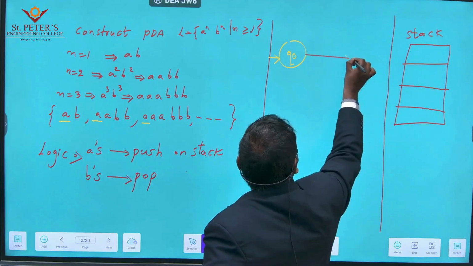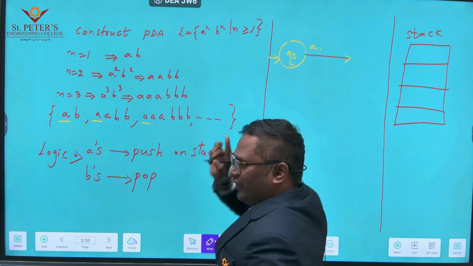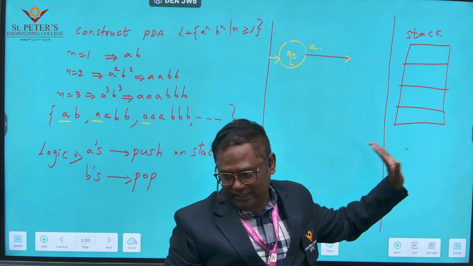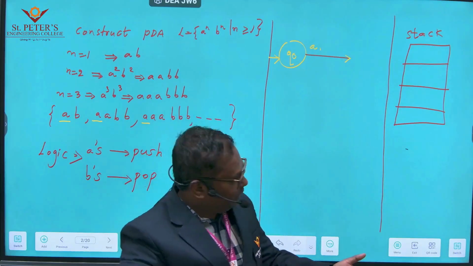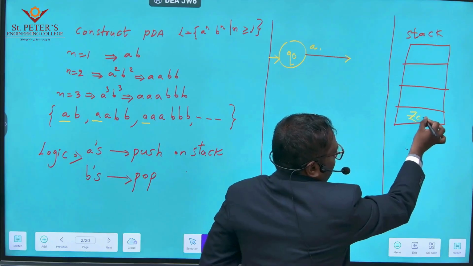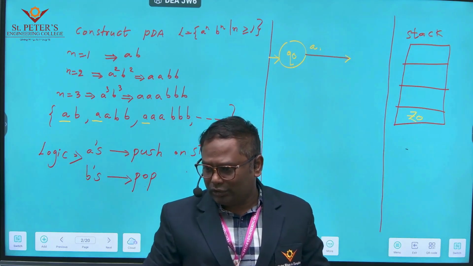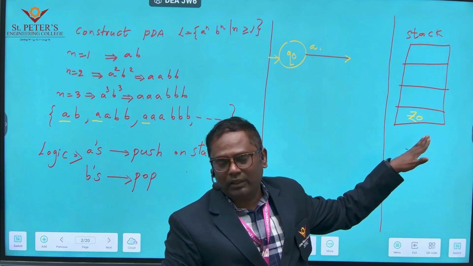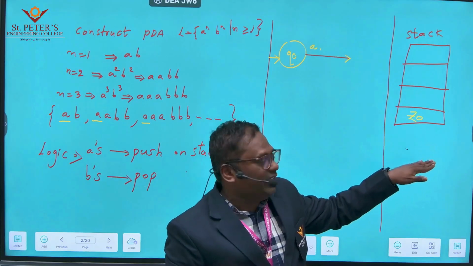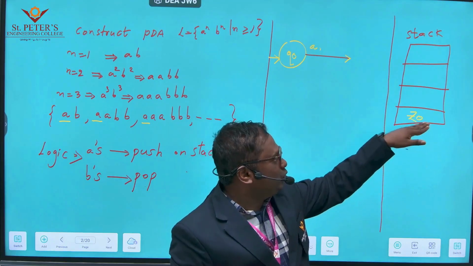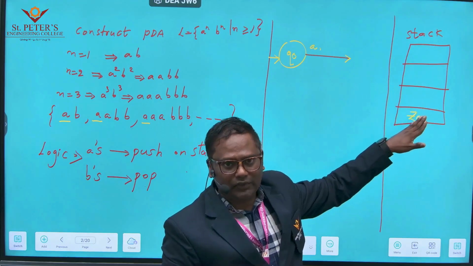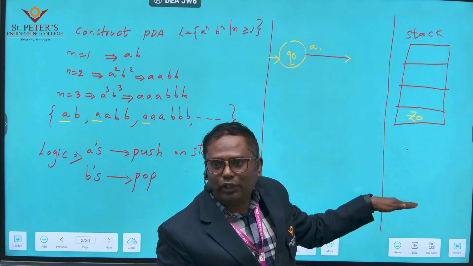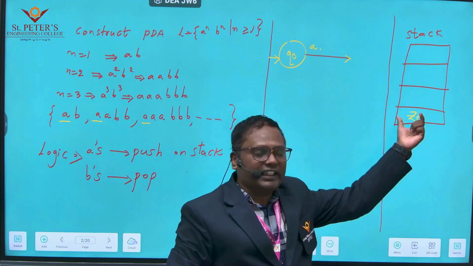So when the first A is encountered, if I observe the top of stack value here, nothing is there. So blindly I should push what? Z0. This is a rule. I should insert Z0 onto the stack because this Z0 is acting as the marker. It is acting as an indicator. Whenever you are popping values from the top of stack and Z0 is encountered, it means the data below this Z0 is not useful for us. So it is acting as a hint.